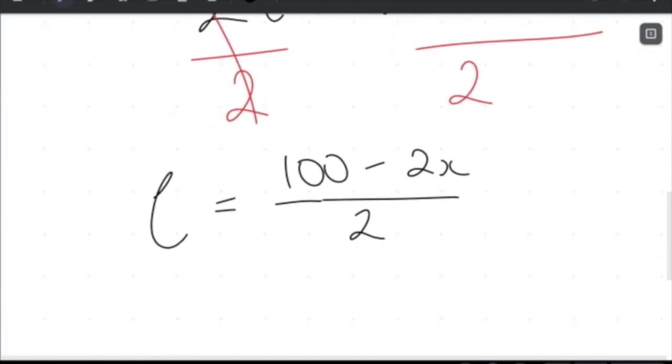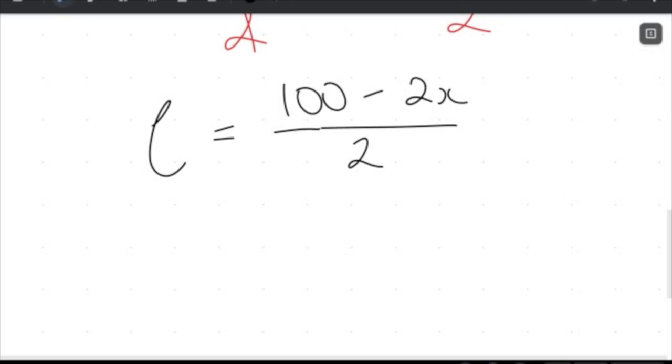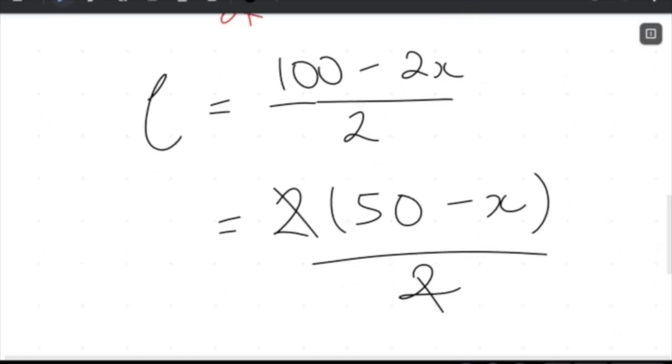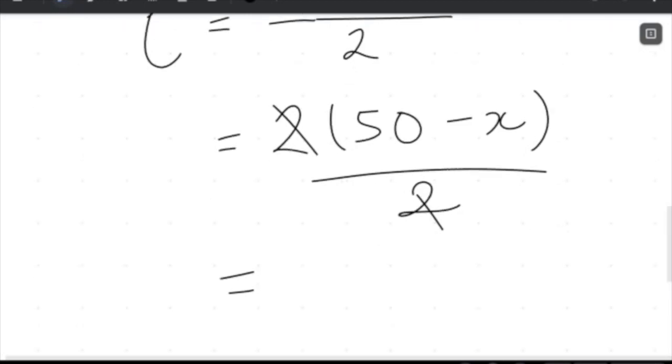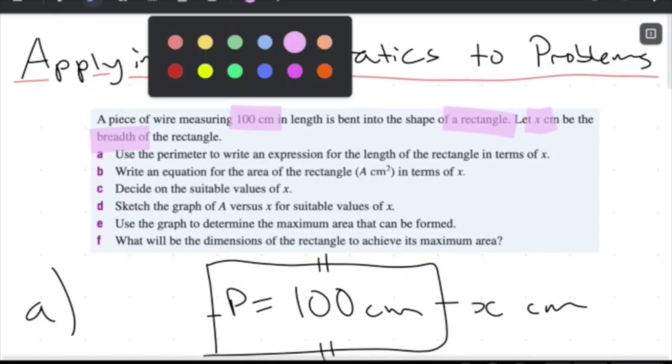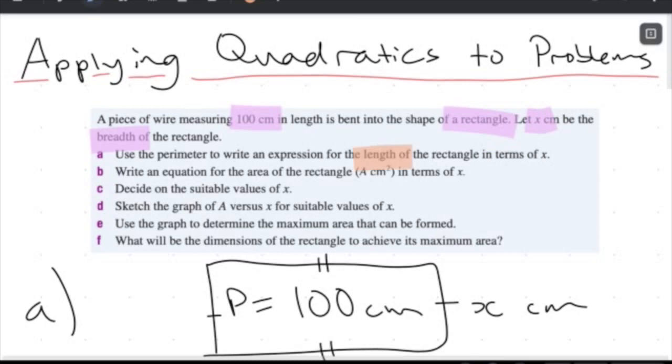Now I can see there's a common factor in the denominator and the numerator. The number 2 goes into both. So if I pull out a factor of 2 here, I'm going to get left in my brackets 50 minus X all over 2, and these two cancel out to give me an expression of L as 50 minus X. Okay, that's part A. We have just found an expression for the length of the rectangle.